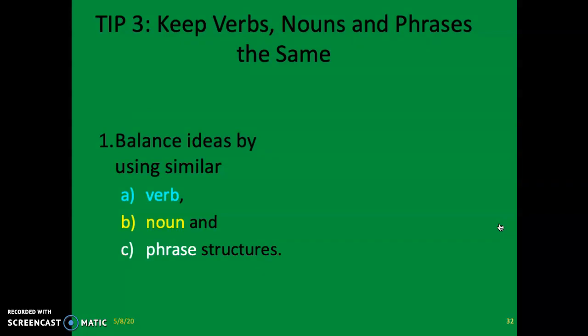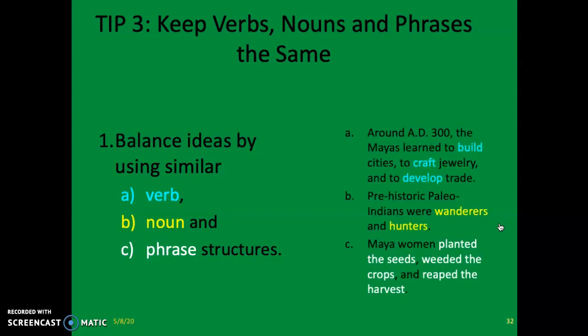Okay, you also want to try and balance the ideas that you're sharing by using similar verb, noun, and phrase structures. Okay, so to build, to craft, to develop. All right, the Mayan women planted the seeds, weeded the crops, and reaped the harvest. You'll see that these are parallel structures that follow the same pattern every time they're used throughout the sentence. All right, this is very key to keeping the ideas that you're presenting level.